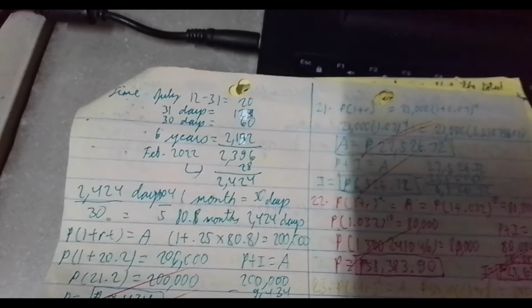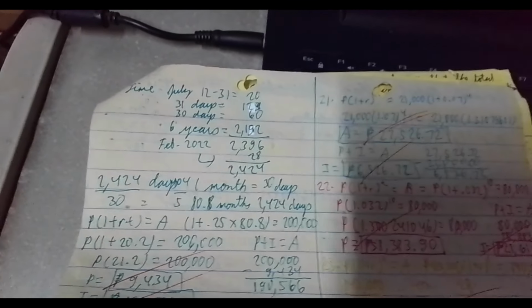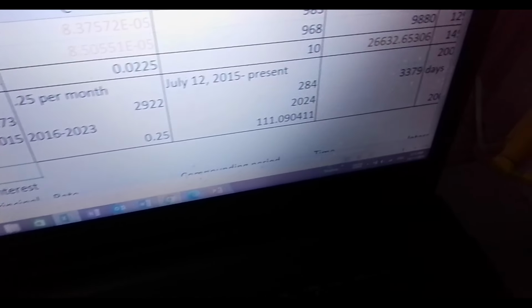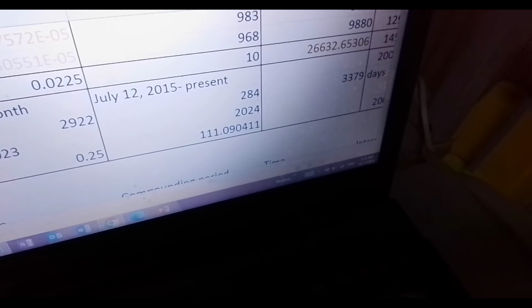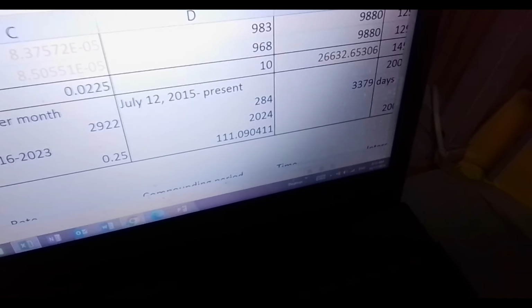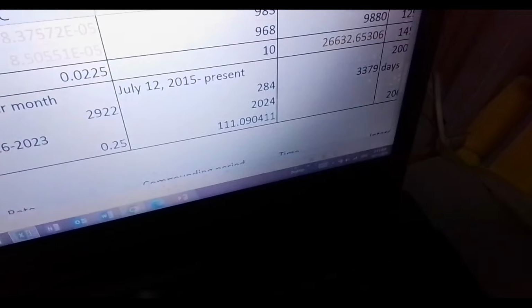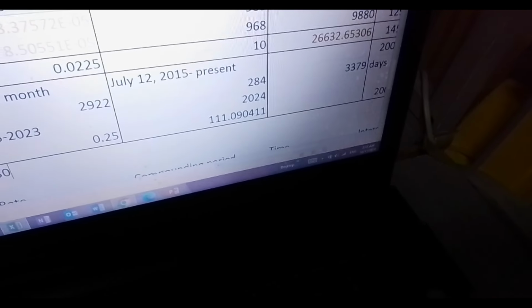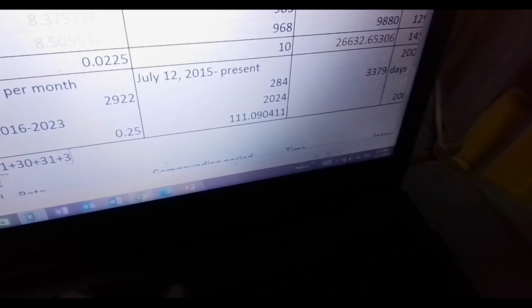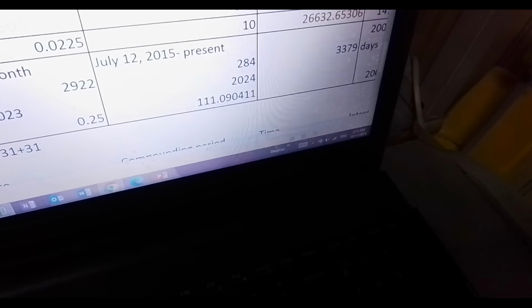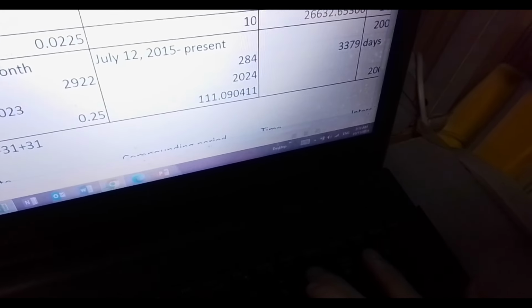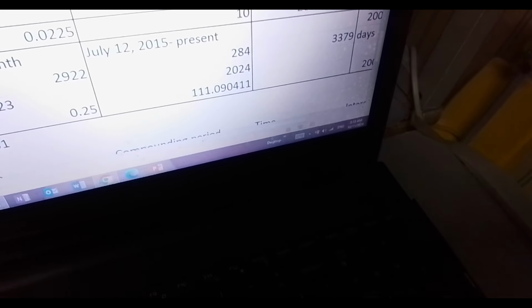From July 12 to July 31 is 20 days. And 31 days, di ba, that's August, September, October, and that's supposed to be, ano yun? 31 days, so that's 3, so that's 60, so that's 93. And then 30 days, 60. And then for 6 years, we're supposed to have 2,192. Kasi nga, di ba, remember, we have to add one more day. Di ba? And then February 2022, yun nga. So that's the solution.